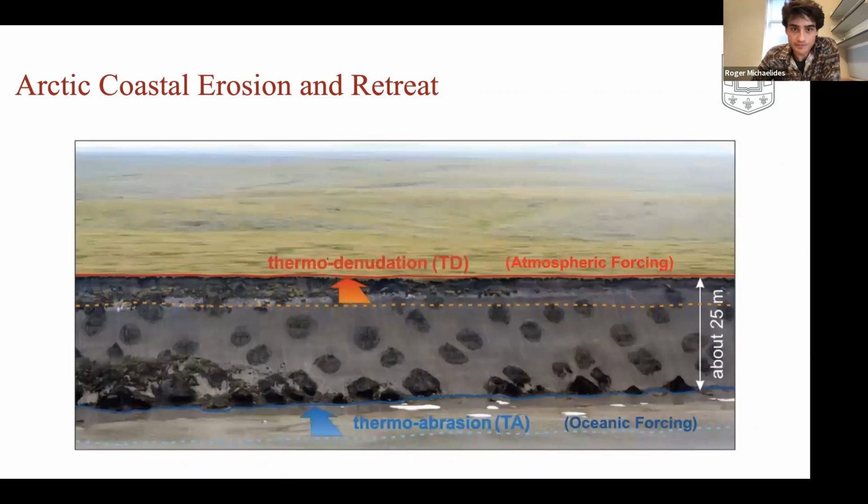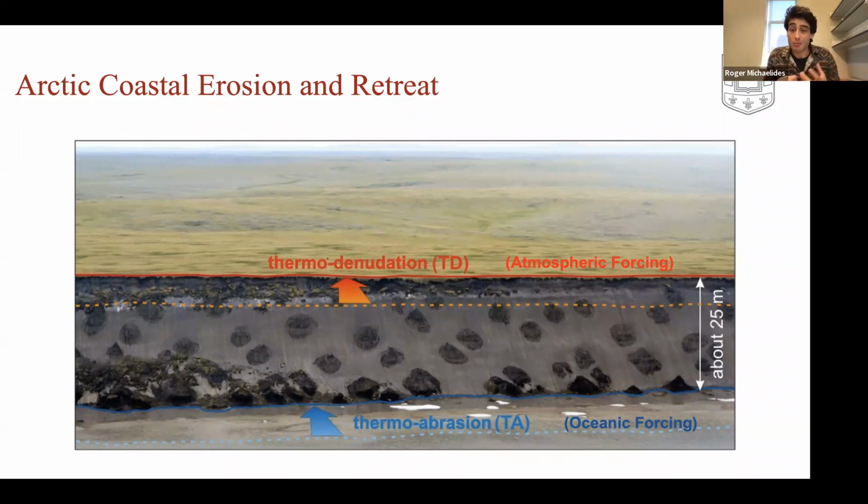This gives you a sense for how Arctic coastal erosion and retreat works in the more conventional system, where you don't have these single catastrophic events. But fundamentally the two forcings that give rise to coastal erosion are thermodenudation and thermoabrasion. Thermodenudation we can think of as an atmospheric forcing phenomenon. This is similar to what we were talking about in the previous case study, where we have seasonal freezing and thawing of the active layer and melting of pore-bound ice, which gives rise to thaw of the permafrost.